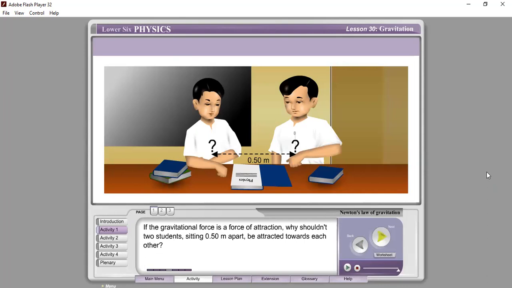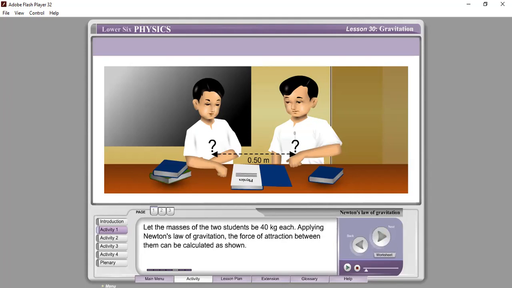So actually the concept is like this. When we sit in a room, in a classroom, with anybody beside you, no matter how near the distance is, let's say somebody just sits side by side with you, both of you never experience any attractive force. Why? According to Newton's law of gravitation, any two objects with masses will experience an attractive force.